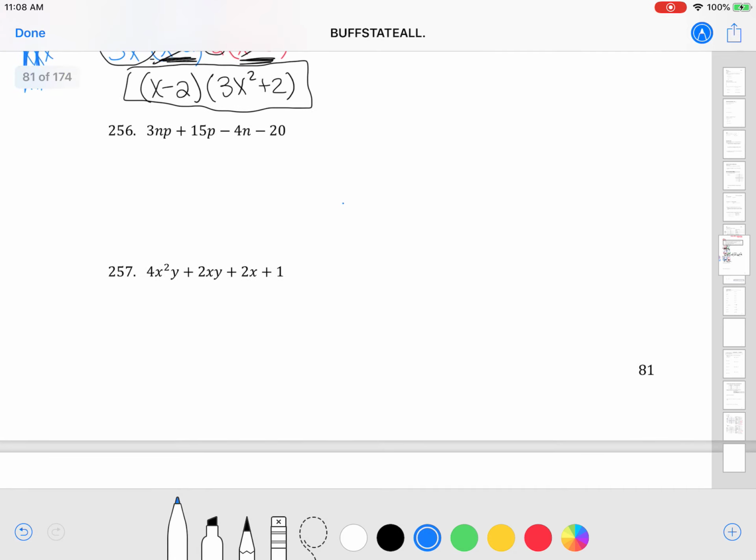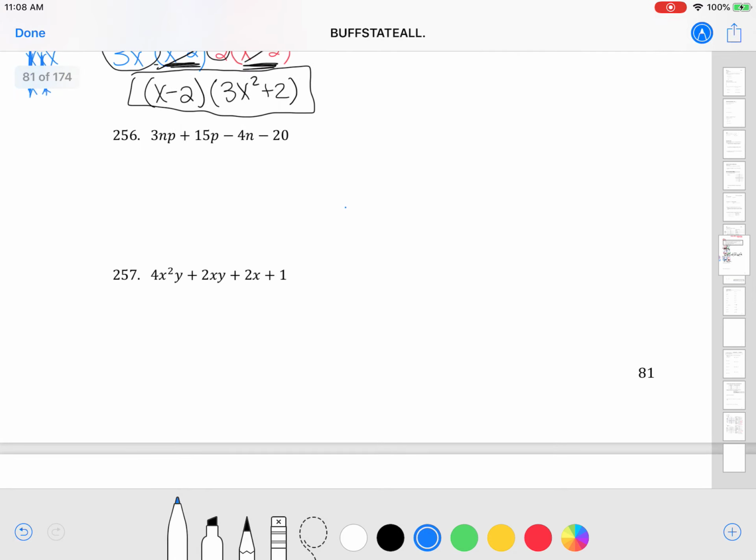All right, next one is a little bit tougher. I know I have 4 terms, so I know the grouping method applies here. When you go to make your groups for this one, be very careful. Parentheses around the first 2. Make sure you get that negative inside of your second group. It should be a negative 4n within the second group.